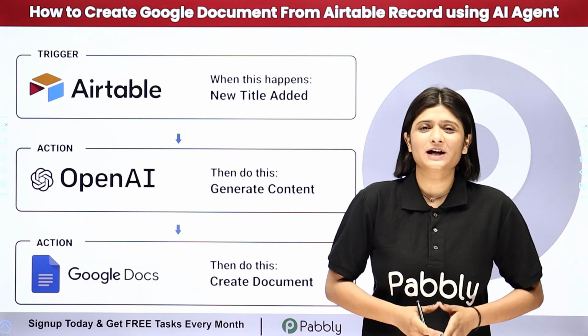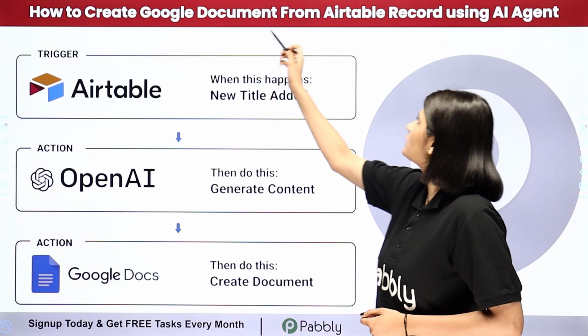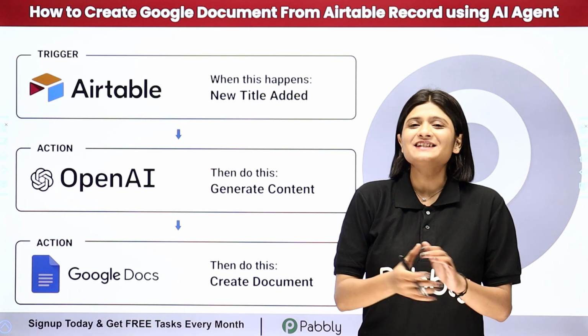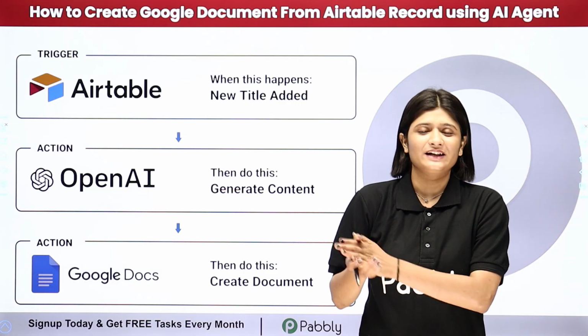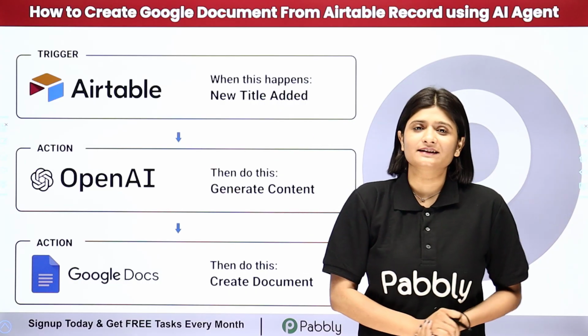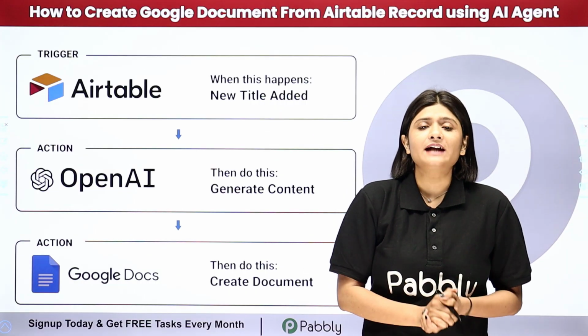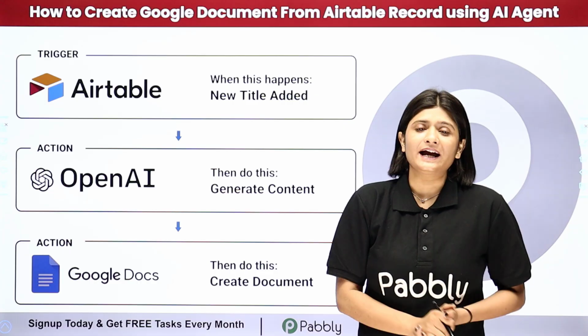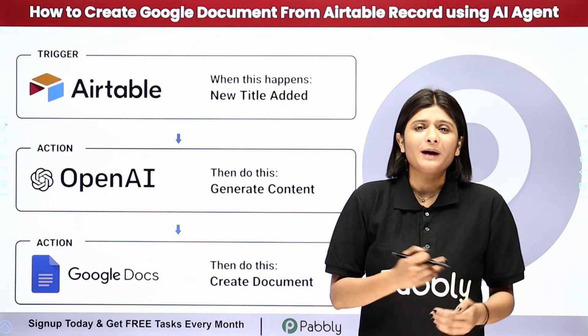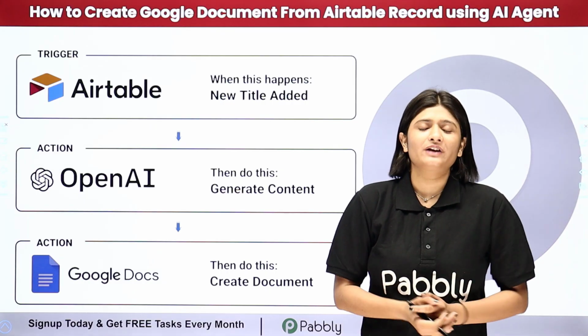In this video, we are going to learn how to create Google document from Airtable record using AI agent. So let's suppose I am running content creation agency and I am adding all the content idea of my clients in this Airtable. Now I want that as soon as I add any content idea of my clients in this Airtable, a content should be automatically generated with the help of AI agent.